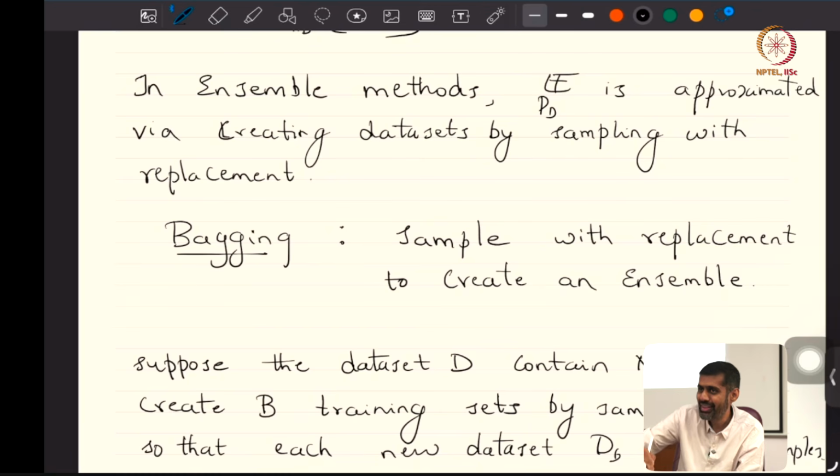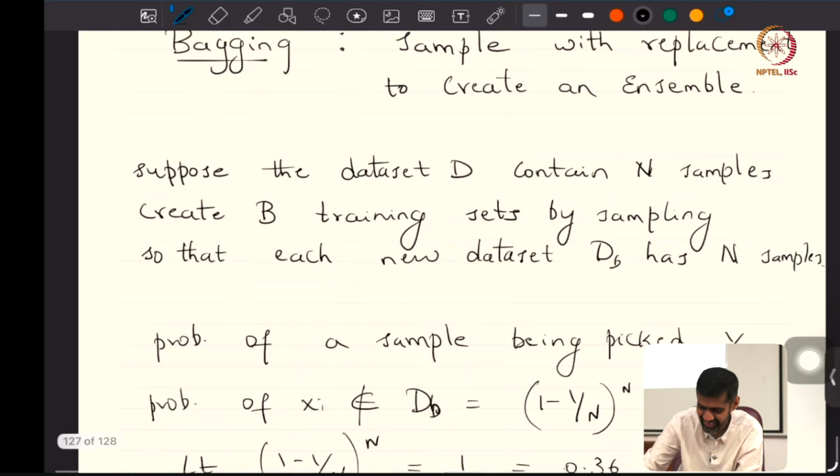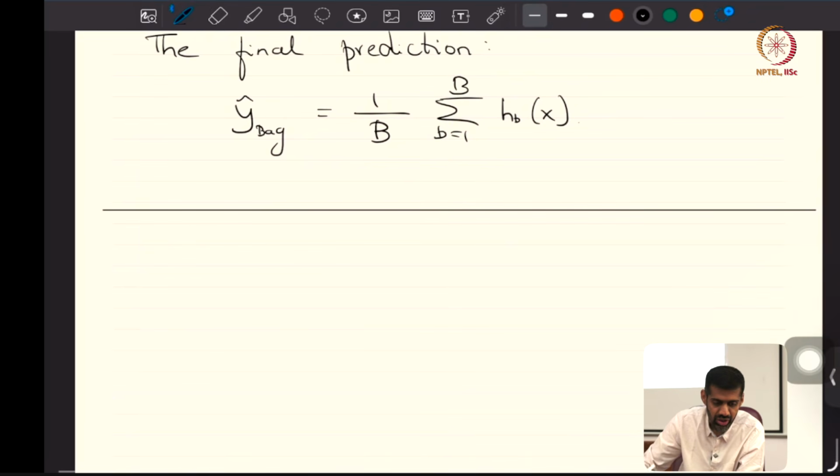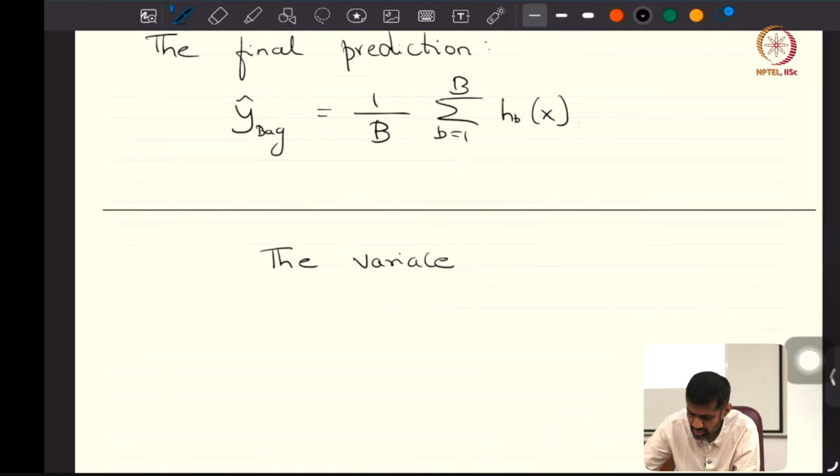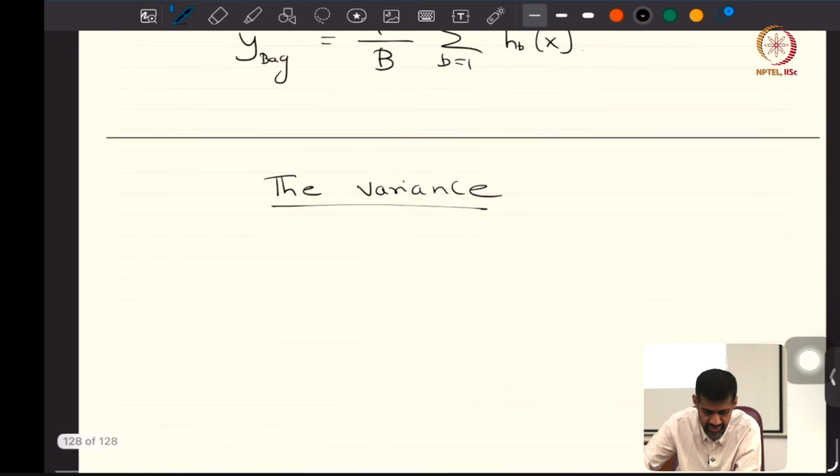See, boosting is a special case of bagging, as we will see. Yeah, thanks for noticing that. Okay. So, now let us look at the variance of the ensemble. Let's look at how to calculate this.